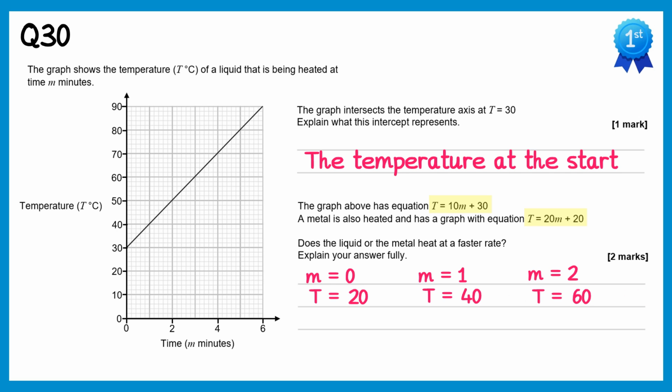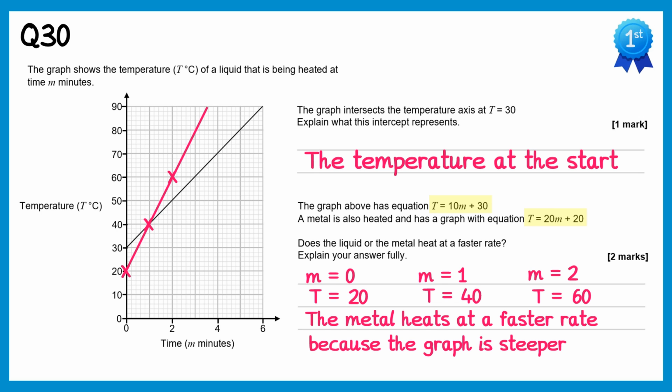If we plot these points, for this one, when m is 0, t is 20, when m is 1, t is 40, and when m is 2, t is 60. These form a straight line like this. So this new line represents the graph for the metal. You can see the metal has a steeper graph, so the temperature is increasing more quickly. So the answer to the question is the metal heats at a faster rate because the graph is steeper. You could also use the word gradient to represent the steepness of the graph, so you could say it has a higher gradient.